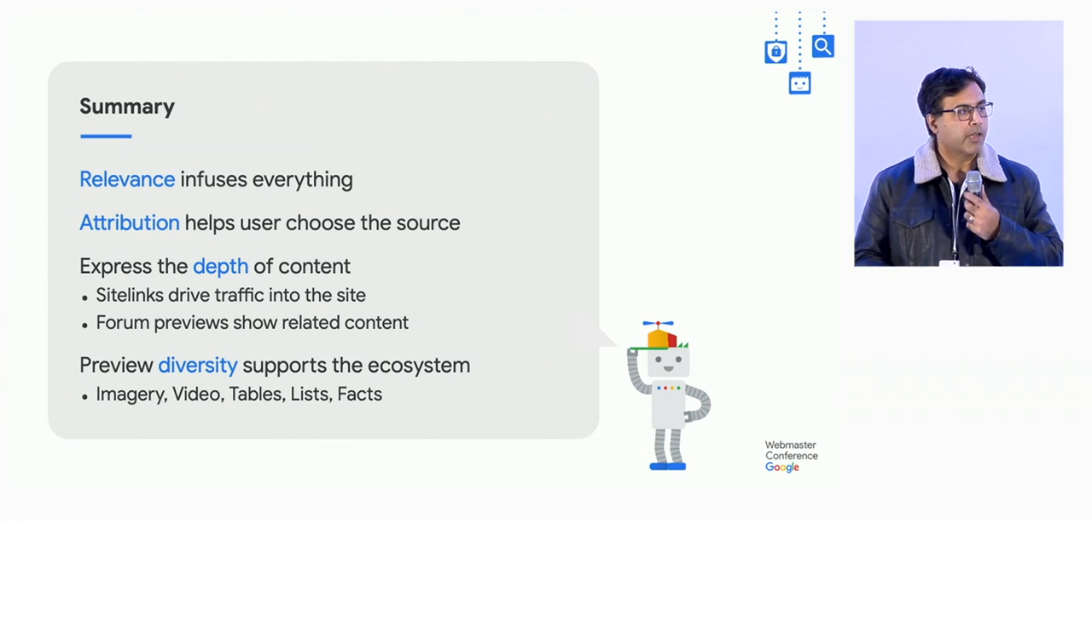So in summary, relevance infuses everything. If these previews have to be relevant to the user, they have to be relevant for the query. Attribution helps the user choose the source. We make a lot of effort to ensure that the depth of your content is well expressed, and therefore a user is invited to visit your site. And you can see that both with site links and forums. And we make sure that we have a diversity of preview formats to support the ecosystem.